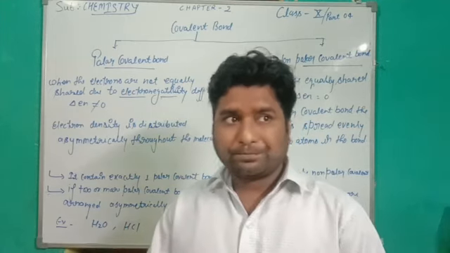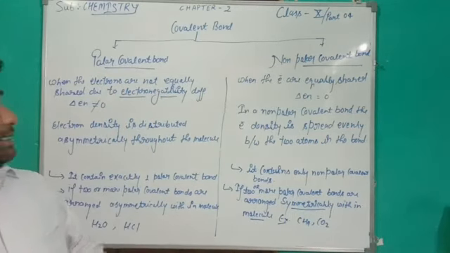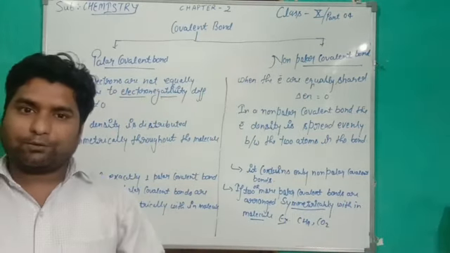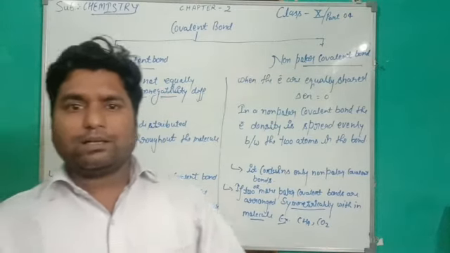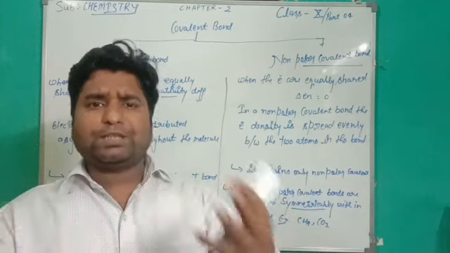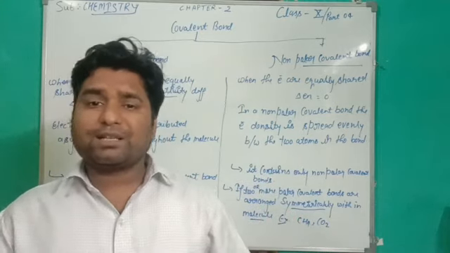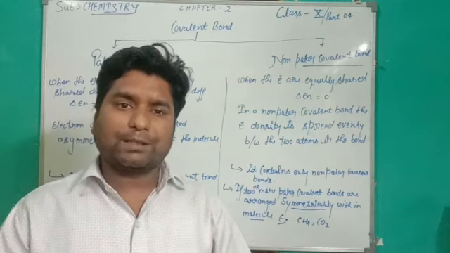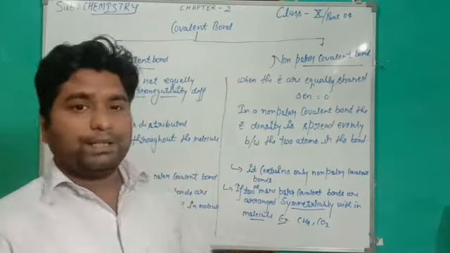Okay students, in the previous video we have already discussed the covalent bond. What is the covalent bond? When two or more electrons are mutually shared between two or more atoms, after the sharing of electrons, the covalent bond is formed.